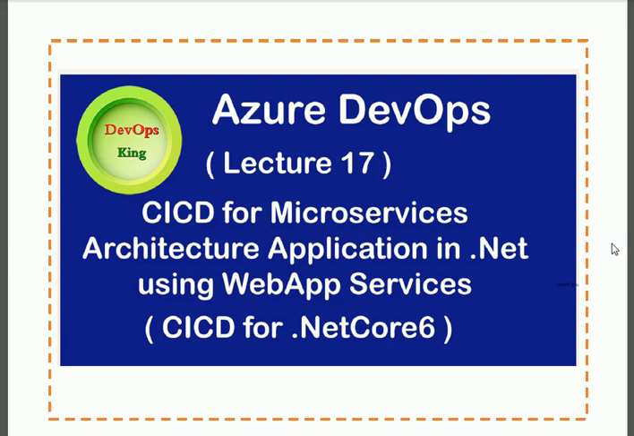In lecture 17, we shall discuss the remaining section of CICD for .NET Core 6.